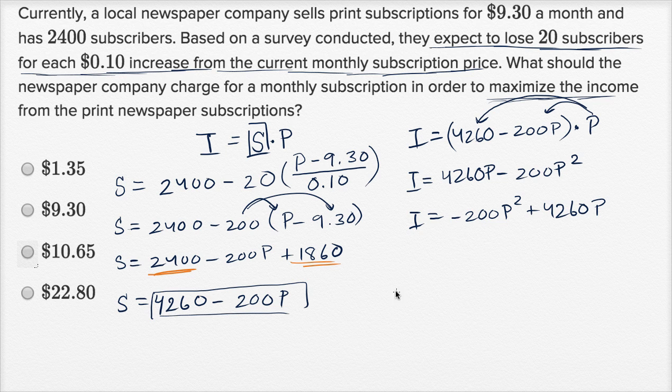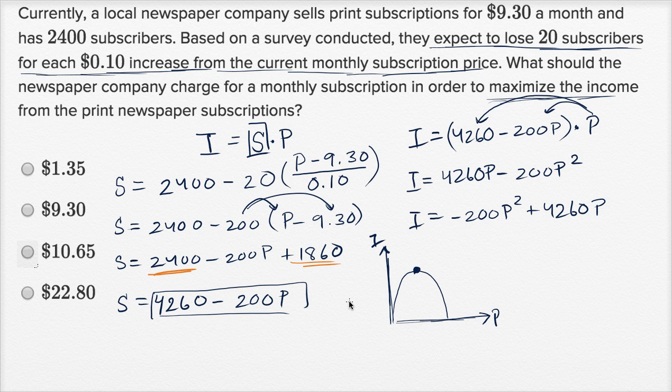So this is a quadratic, and it is a downward opening quadratic. We know that because the coefficient on the second degree term is negative. So for this graph, I as a function of P, if this is the y-axis, and this is the P-axis right over here, we know that it's going to be a downward opening parabola, and that's good because we want to find a maximum point. A downward opening parabola will actually have a maximum point.